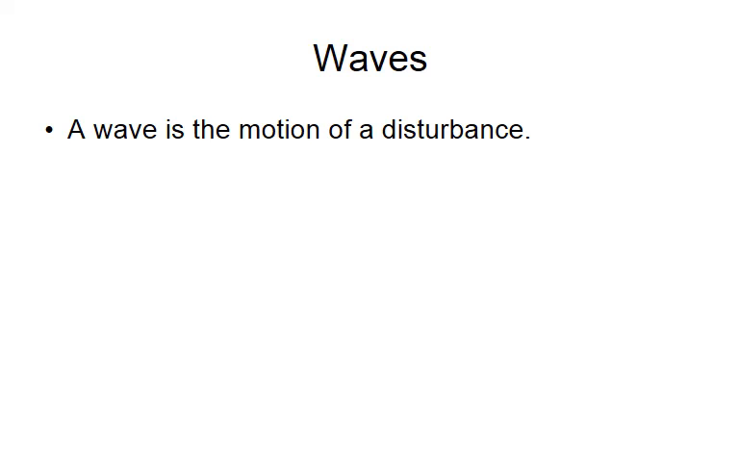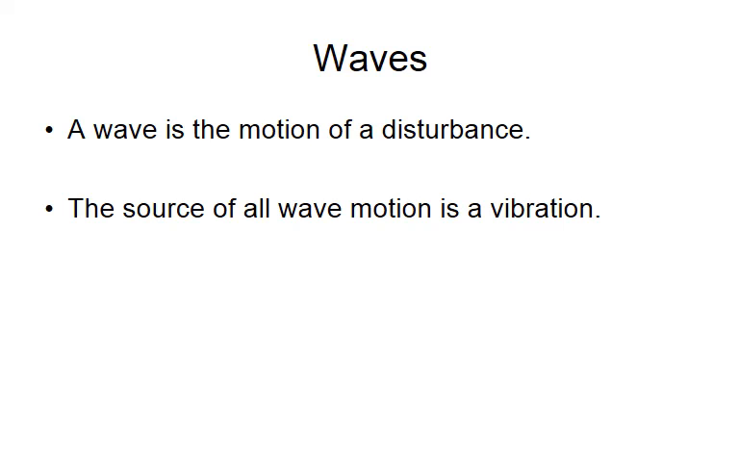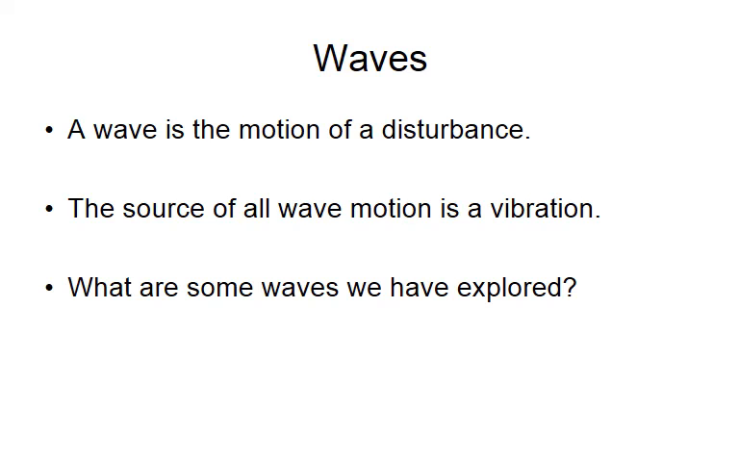So waves are a motion of a disturbance, and we talked about this in our waves section. And the source of all wave motion is a vibration. So we're disturbing a medium. At least up to this point, we've looked at things disturbing a medium like air or water or a slinky or a string, a lot of different material things. So, we've looked at a lot of different kinds of waves.